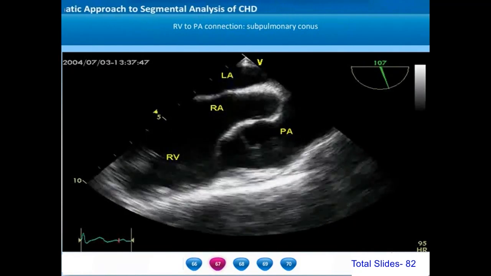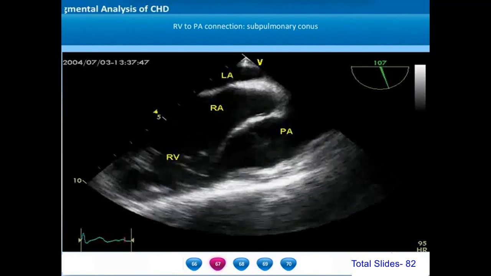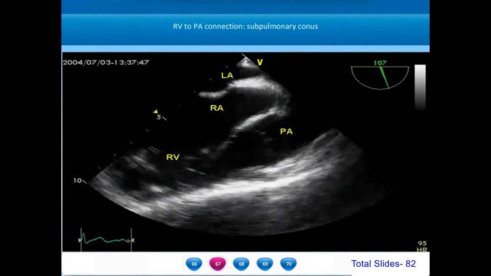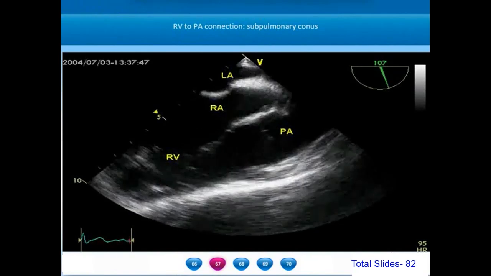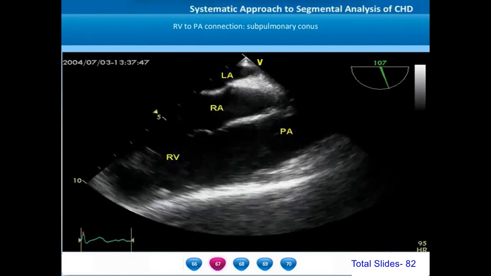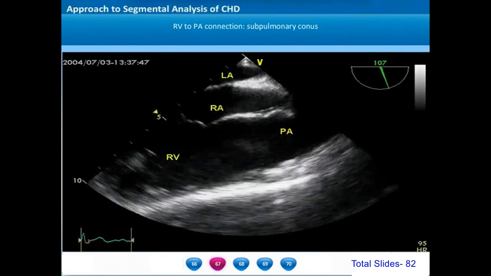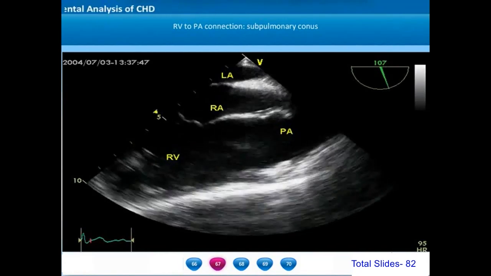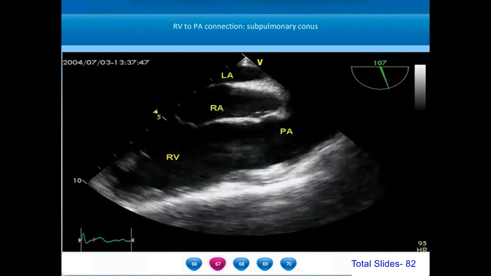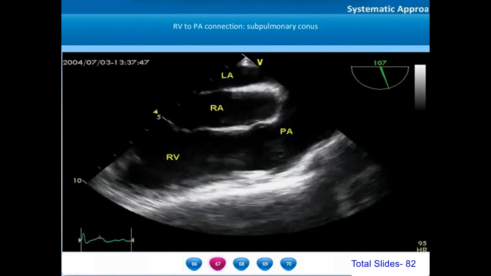In the same patient, when we look at the right ventricular outflow tract towards the pulmonary artery, we can notice the presence of a small conal tissue. So there is a subpulmonary conus. Conus is a part of right ventricle and always separates the pulmonary artery away from the atrioventricular valves. There is no conus in a normal morphological left ventricle.